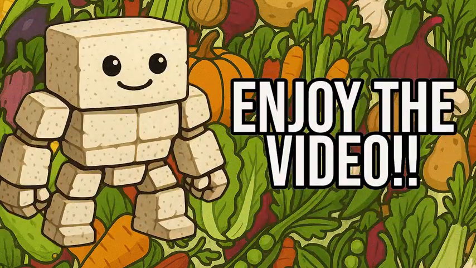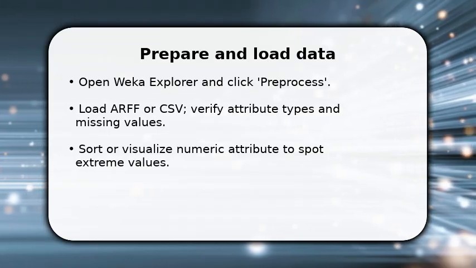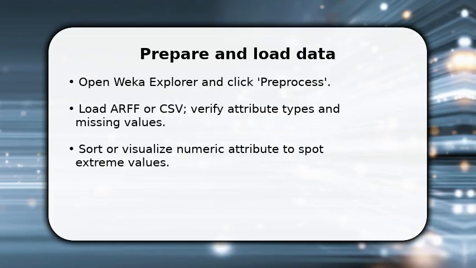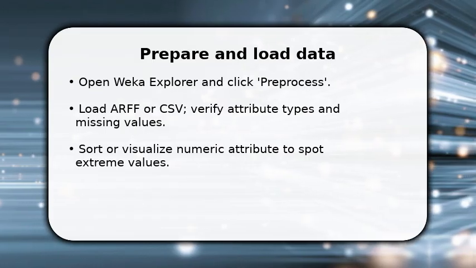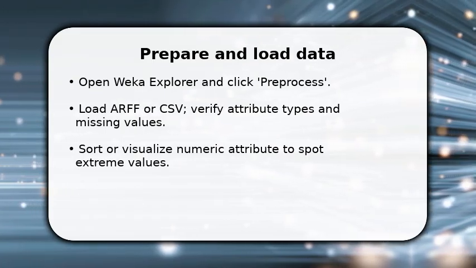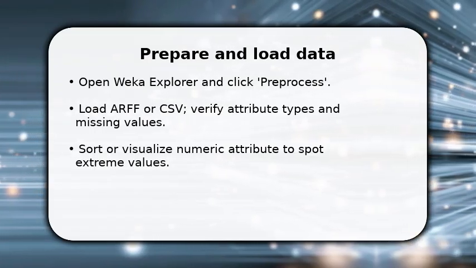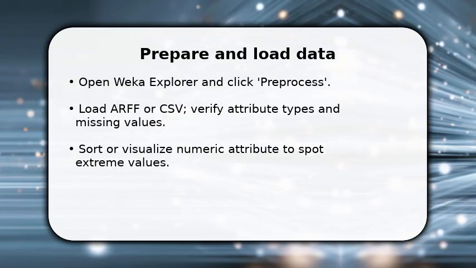Please enjoy the video. You begin by opening Weka Explorer and selecting the Preprocess tab. Load your ARFF or CSV file so Weka can inspect attributes. Once loaded, make sure numeric attributes are correctly typed and that missing values are handled, because outlier detection assumes consistent types. You should sort a numeric column or open the Visualize panel right away to see points that stand apart.